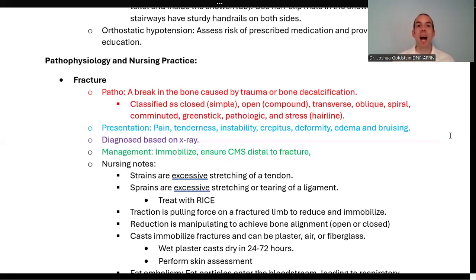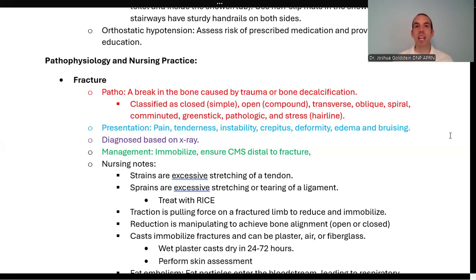Nursing notes over here, I have that strains are excessive stretching of a tendon, versus a sprain is excessive stretching of a ligament. So remember at the beginning, we talked about tendon versus ligament. That's the difference between a strain and a sprain. I really don't think the NCLEX would test you on the difference between these two, especially since most of the public doesn't know the difference, but your school might, so definitely be prepared for that. Either of these are treated with RICE: rest, ice, compression, elevation. You've probably heard that since you were a kid. It hasn't changed. It's still the same thing.